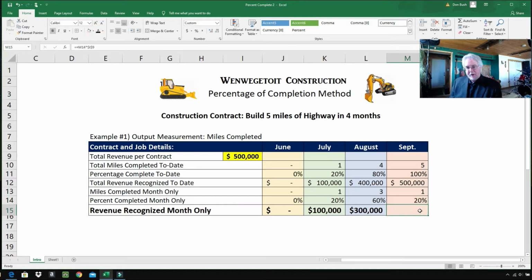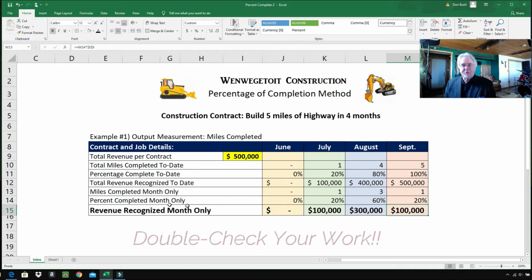So the amount of revenue that we're going to recognize during the month of September is going to be 20% of the grand total contract year. So 20% of $500,000, $100,000. At this point, it's really good to double check your work.